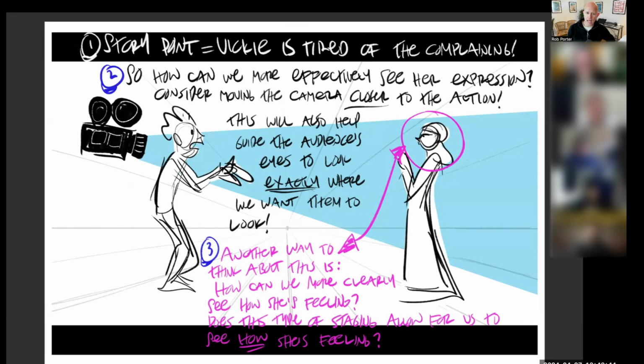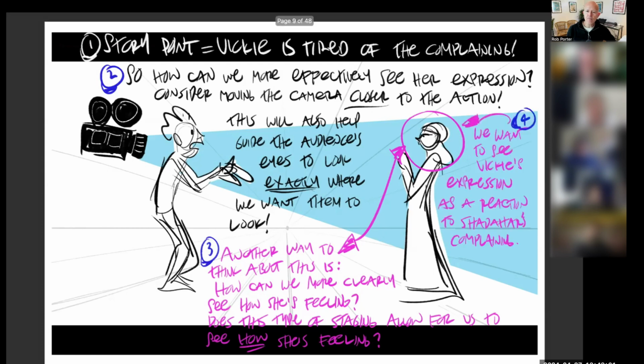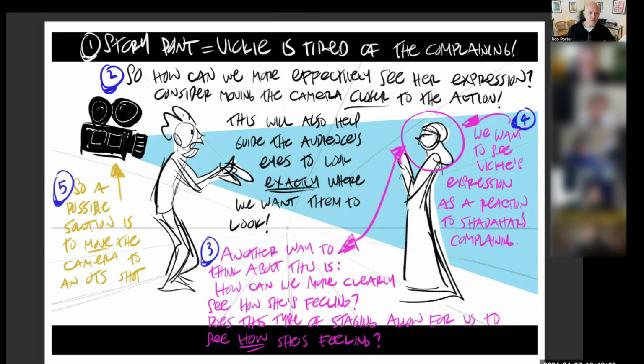These are the questions we have to ask ourselves when we're boarding. Am I being as clear as I can in my visual staging so that I am conveying the emotions of our characters as best as they can be told and as best as they can be viewed by our audience? Am I doing the best I can? We want to see Vicky's expression as a reaction to Shadowheart's complaining. So a possible solution is to move the camera to an over-the-shoulder shot.